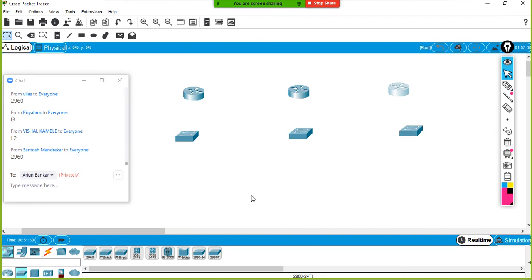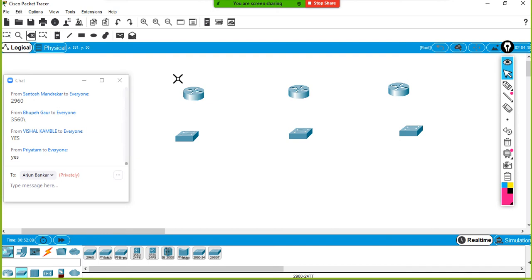Perfect. Now what we will do, guys, as Priyatam is saying, take a layer 3 switch also. What do you think? Can we take a layer 3 switch also? Yeah? What do you think, guys? So that we will play mix and match. Yeah? It will be a lot of fun. Let's go and do that.